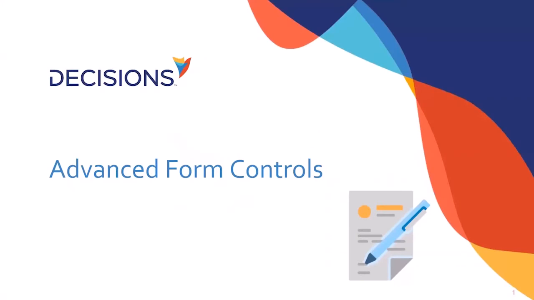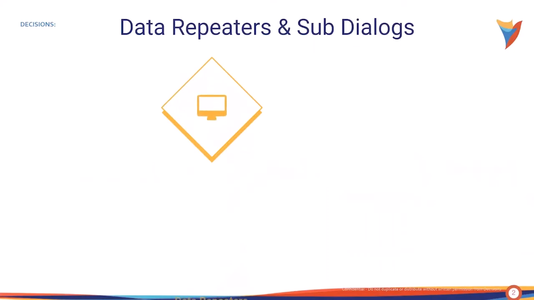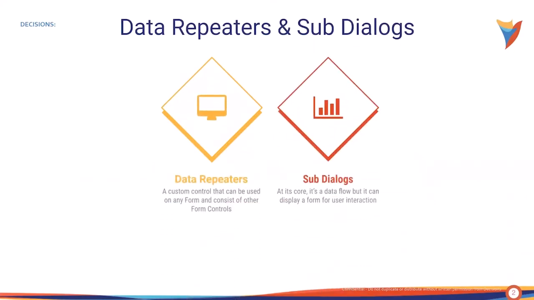Today we will be looking at advanced form controls, specifically data repeaters and subdialogues. These are by far the two most commonly used advanced form controls in Decisions. Data repeaters are a custom control that can be used on any form and consist of other form controls as well. Subdialogues are essentially a data flow that can display a form for user interaction. Subdialogues can also be used within an existing form and help in reducing clutter.